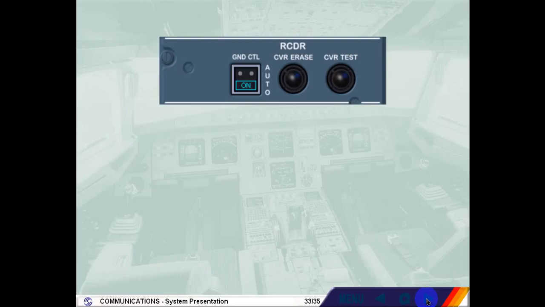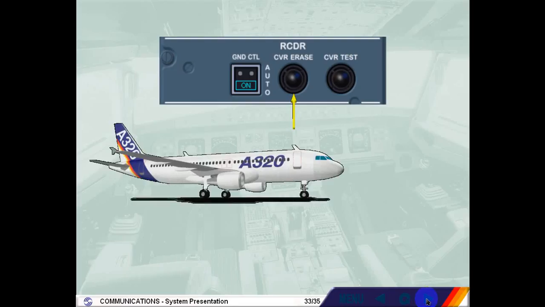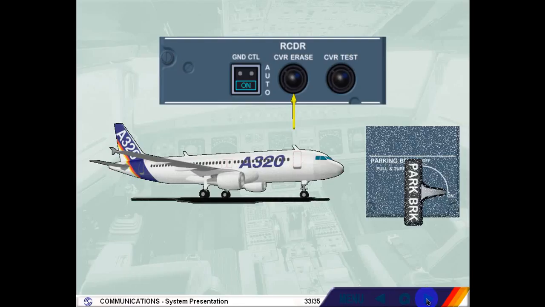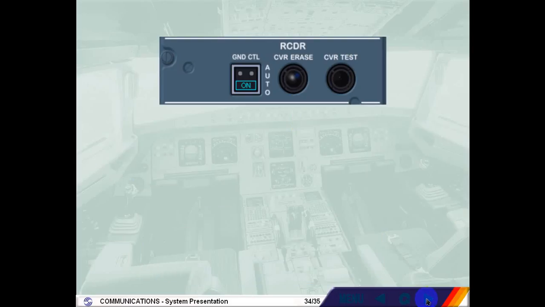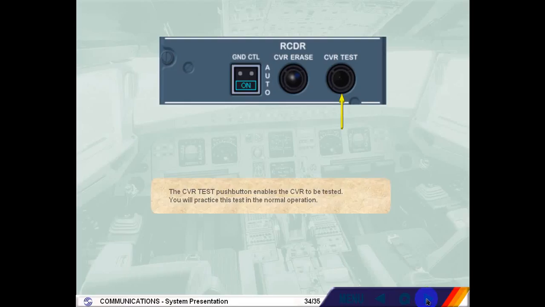When pressed for 2 seconds, the CVR erase push button enables the complete erasure of the memory if the aircraft is on the ground, the parking brake is on, and the ground control push button is switched on. The CVR test push button enables the CVR to be tested. You will practice this test in the normal operation.